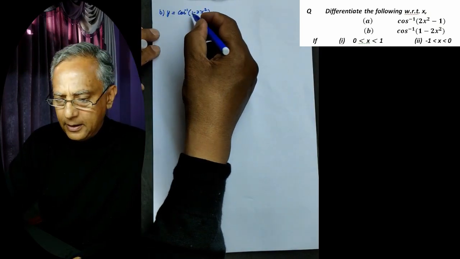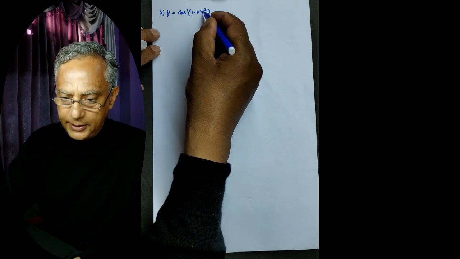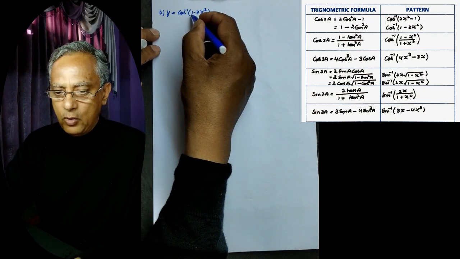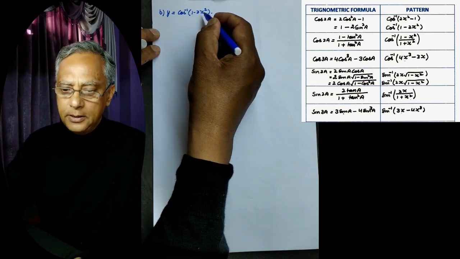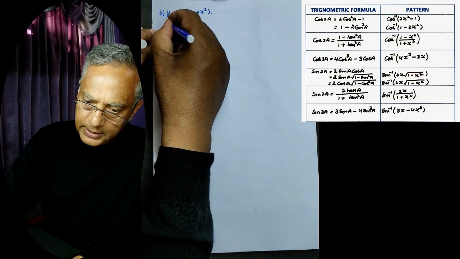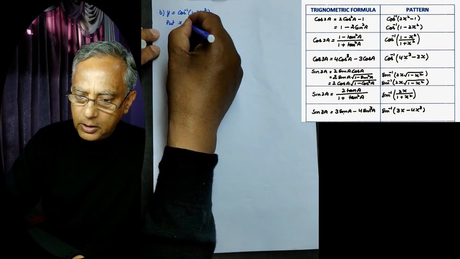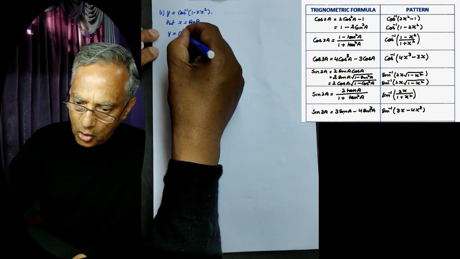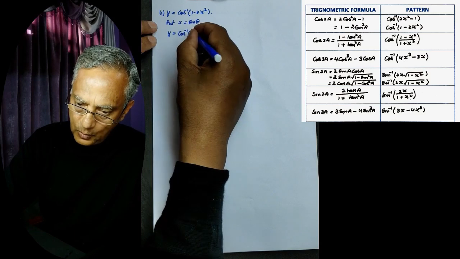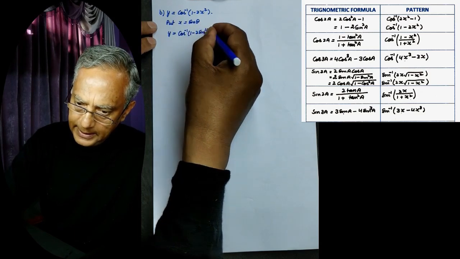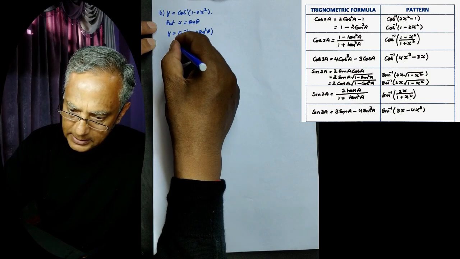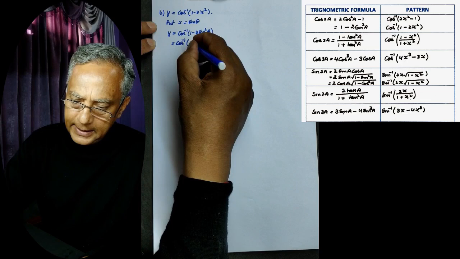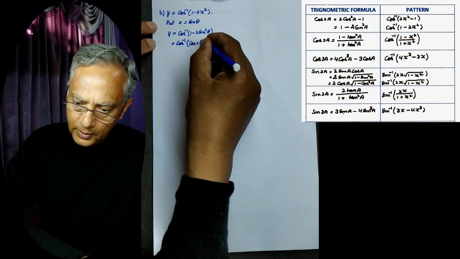Now here the pattern resembles 1 minus 2 sine square theta, which is cos of 2 theta. So what we do is we put x equal to sine of theta. So y must be equal to cos inverse of 1 minus 2 sine square theta, and this must be equal to cos inverse of cos of 2 theta.